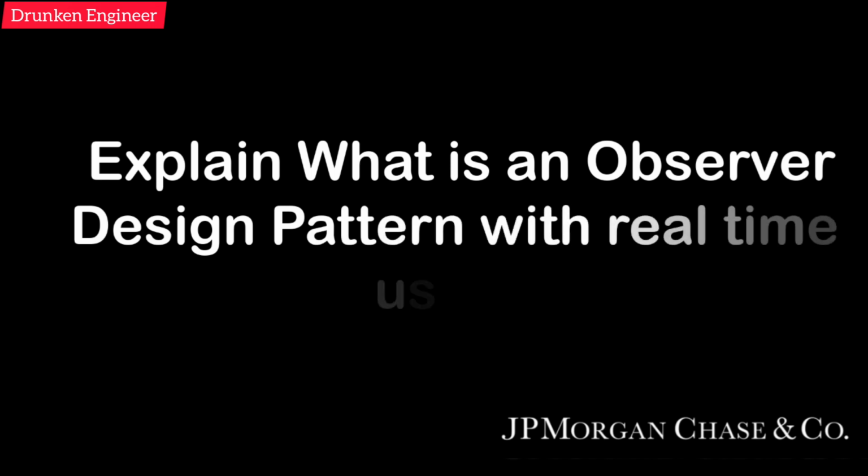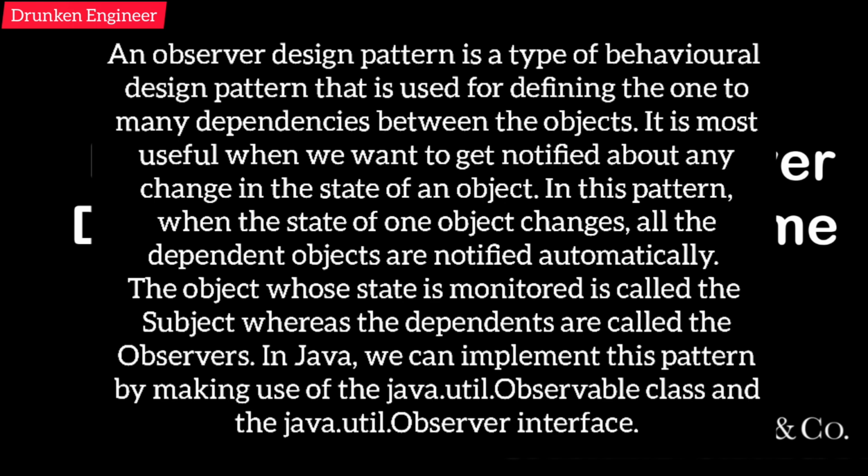Next question, explain what is an observer design pattern with real time usage. So observer design pattern basically falls under the behavioral design pattern that is used for defining the one to many dependencies between the objects. It is most useful when we want to get notified about any change in the state of an object. In this pattern, when the state of an object changes, all the dependent objects will be notified automatically.